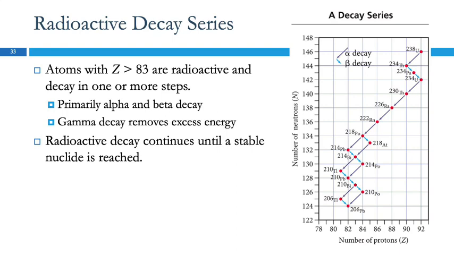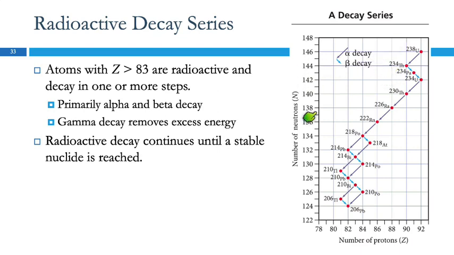All atoms with more than 83 protons are radioactive, and they will decay. Now, they're not just going to decay to one thing necessarily and be done. A lot of them will decay in multiple steps. So here we're looking at uranium-238. Uranium has 92 protons, right? So it's not going to be stable. So uranium's going to decay to thorium-234. And so that's going to be alpha decay.